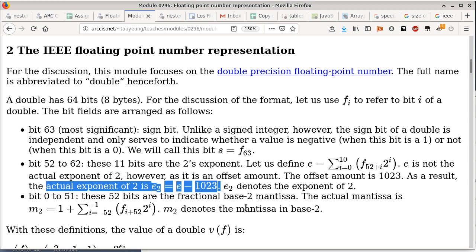But e2 is e minus 1023. So what is the range of e2? It would be from 0 minus 1023 to 2047 minus 1023. Oh, e2 is just like the second. I thought it was like e subscript 2. It is e subscript 2, right?